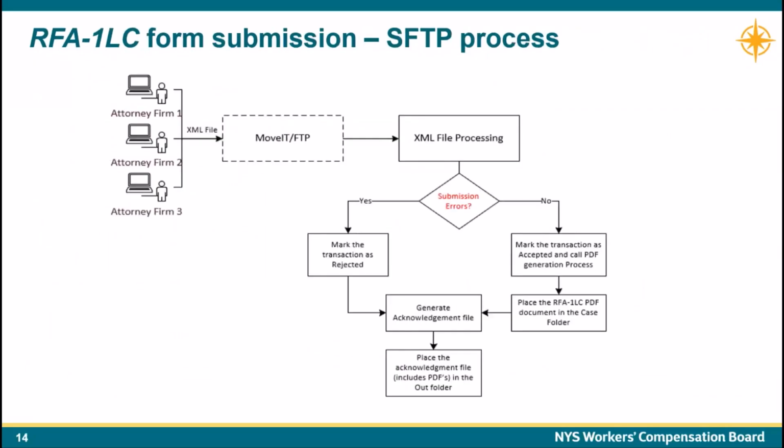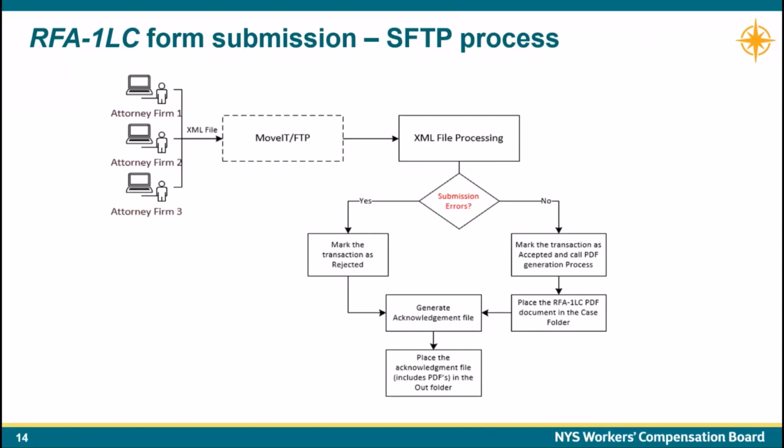So now I'm going to talk about the sFTP process. Clients can use the sFTP process to submit forms in bulk. Clients can upload XML files with multiple form submission transactions to WCB's sFTP location. To upload files to the sFTP location, clients first need to register with WCB to get access to the sFTP location. Once the access is granted, clients can upload the files.